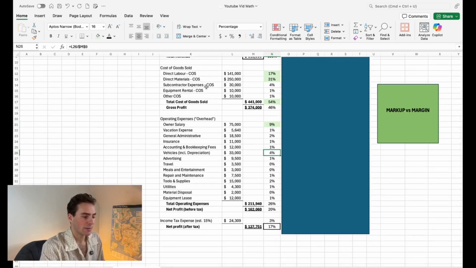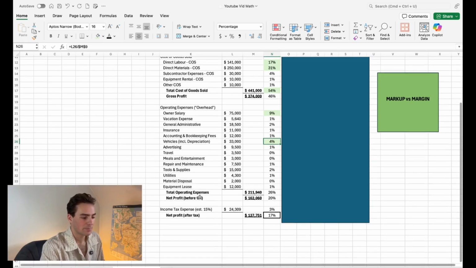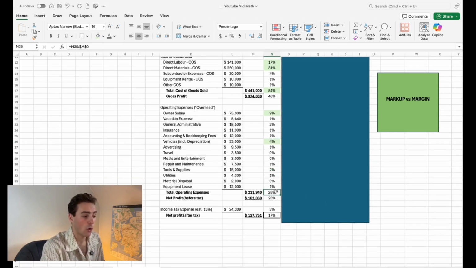Other than that, you have your vehicles, including the depreciation, at 4%. And for your total, your overhead makes up 26% of your total revenue. You take away your taxes, and your net profit is 17% of total revenue.